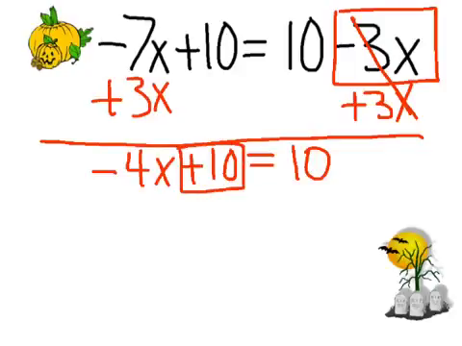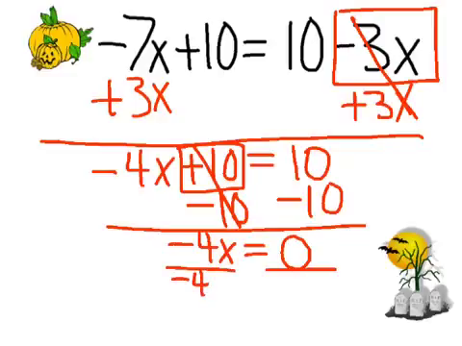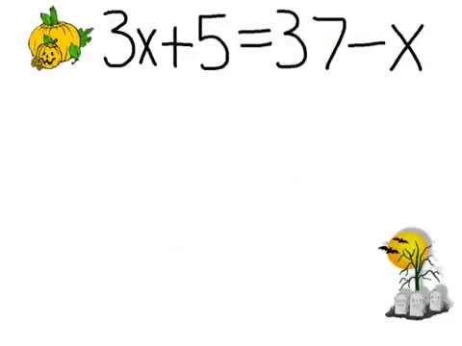We want to move our positive 10 over to the other side, which means we subtract 10 from each side. On the left side, that'll give us negative 4x, and on the right side, it'll be 0. Divide by our coefficient, and 0 divided by anything is just 0.